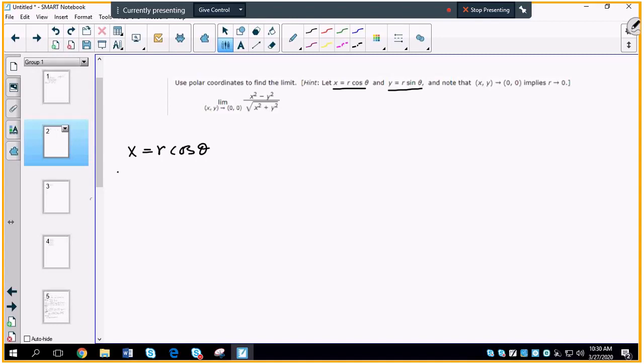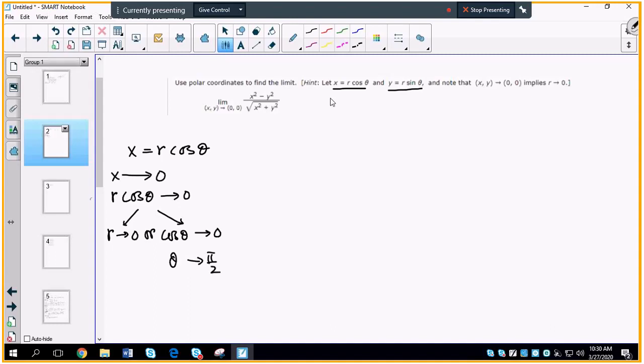Remember, x is approaching 0, so r cosine theta approaches 0, which has twofold answers. It can mean that r is approaching 0 or cosine theta is approaching 0. So think about cosine theta approaching 0. If cosine theta is approaching 0, then theta is approaching pi over 2.